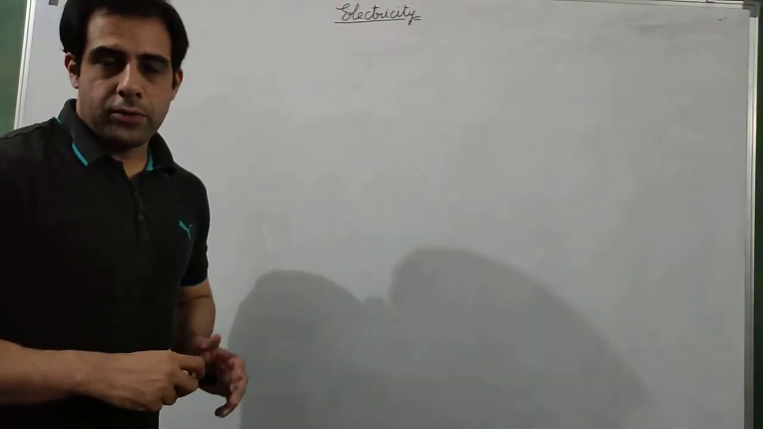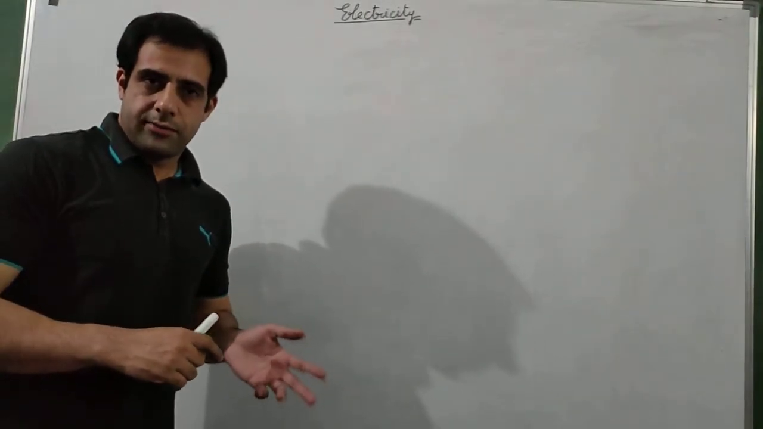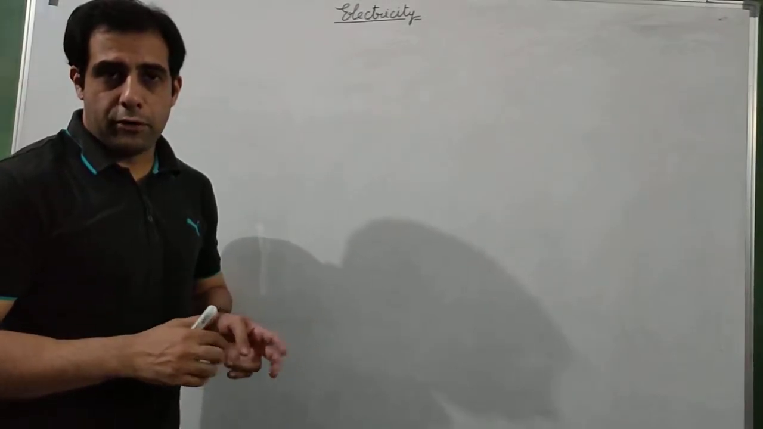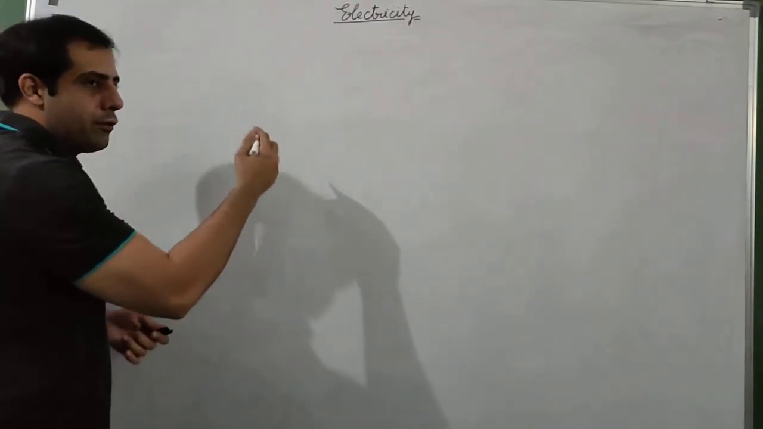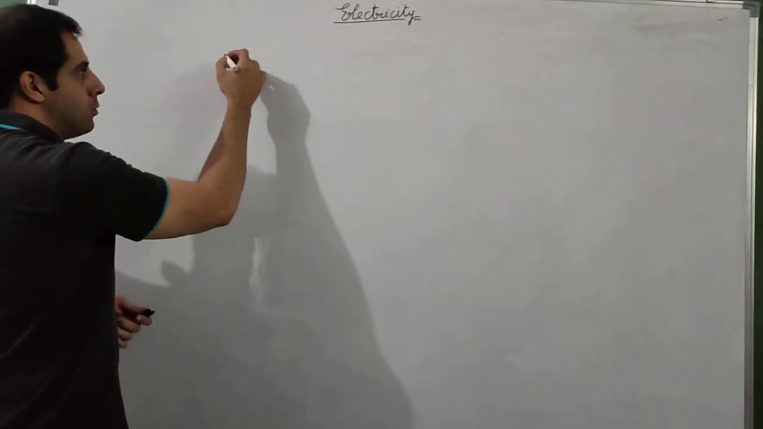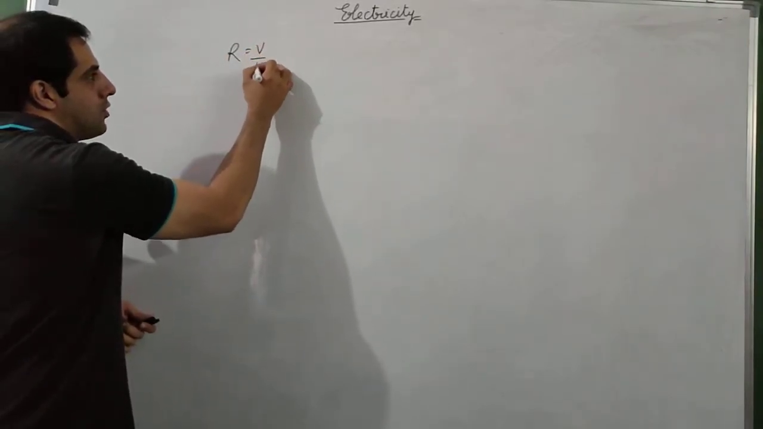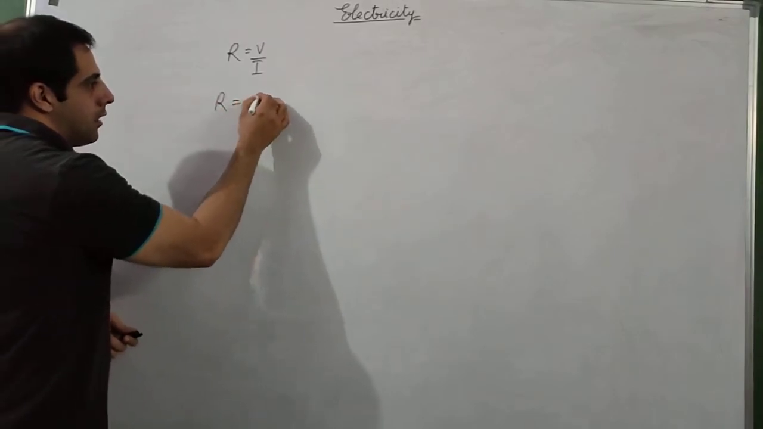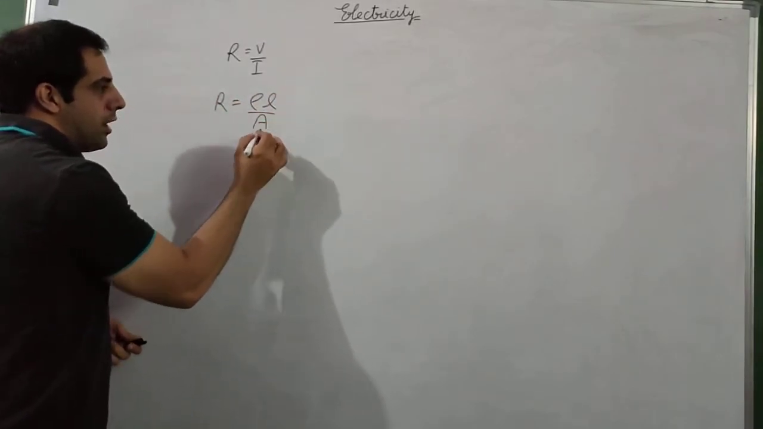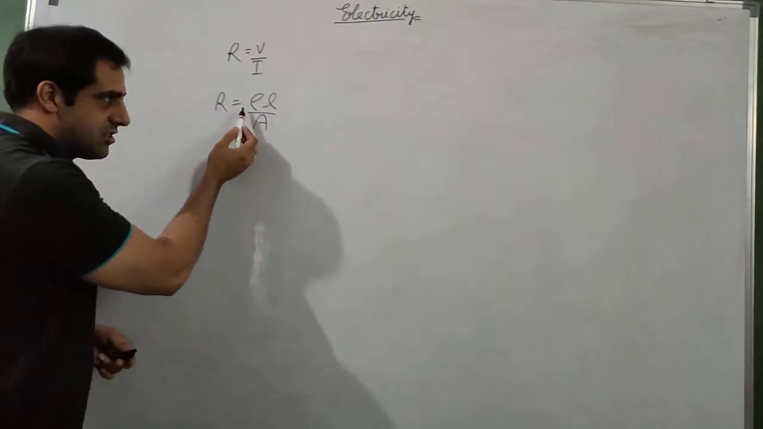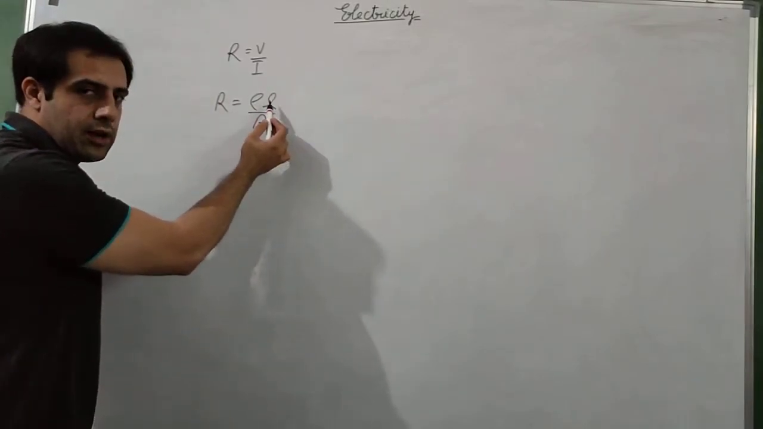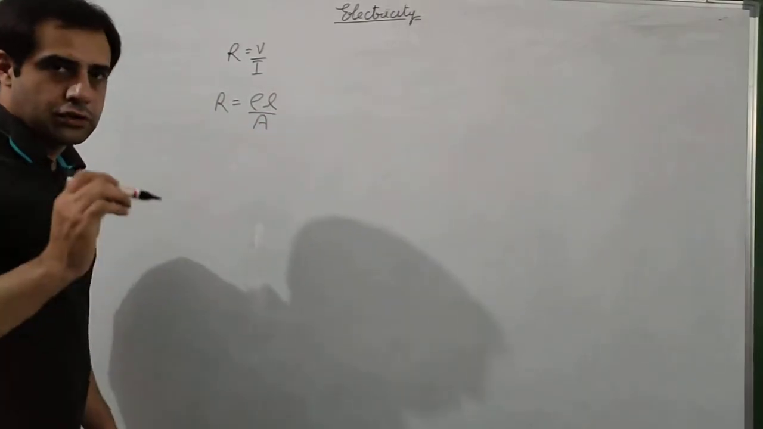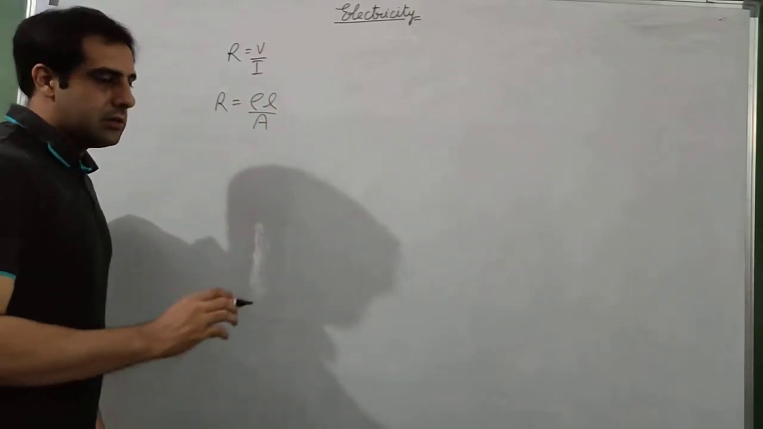In the previous video, we studied resistance and two different formulas of resistance. One formula can be obtained from Ohm's law, which was R equals V upon I, and there was another formula R equals rho L upon A, where rho was resistivity, L was length of the conductor, and A was area of cross section. I explained all these terms.